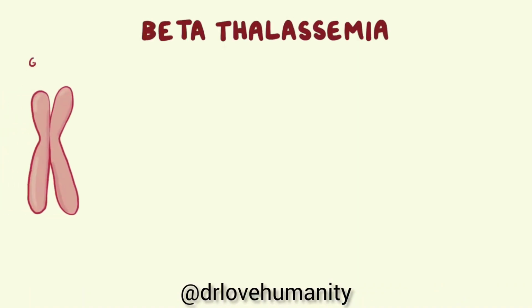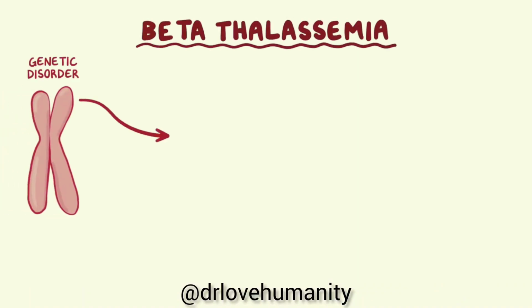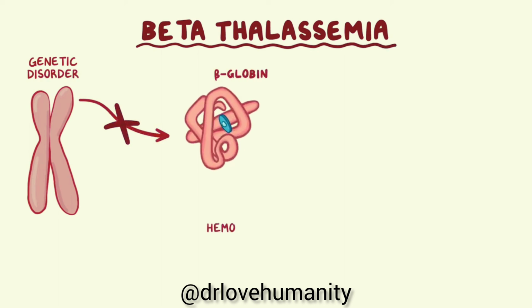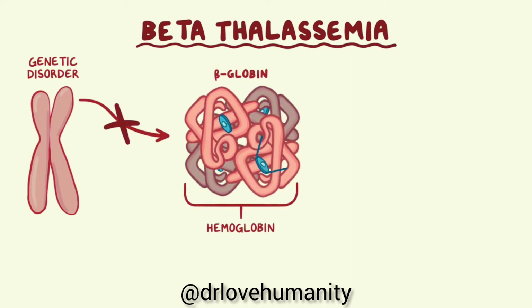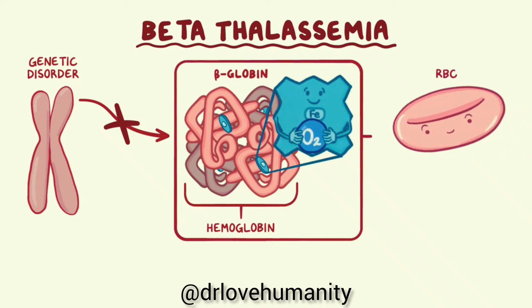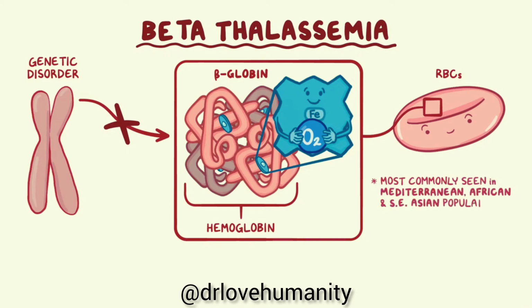Beta thalassemia is a genetic disorder where there's a deficiency in production of the beta-globin chains of hemoglobin, which are the oxygen-carrying proteins in red blood cells, or RBCs for short. Beta thalassemia is most commonly seen in Mediterranean, African, and Southeast Asian populations.